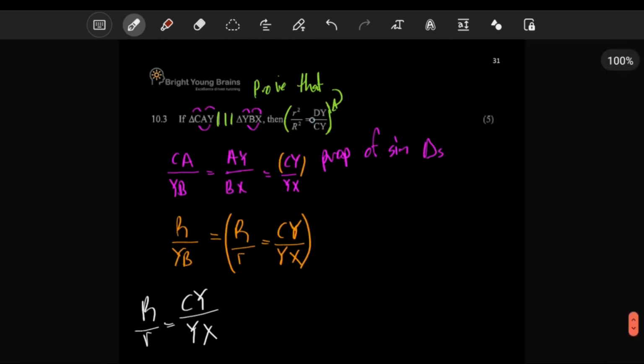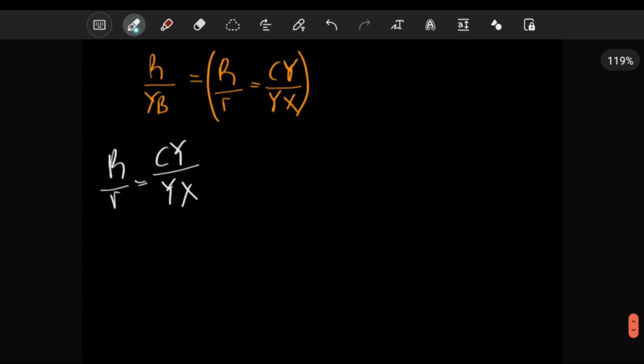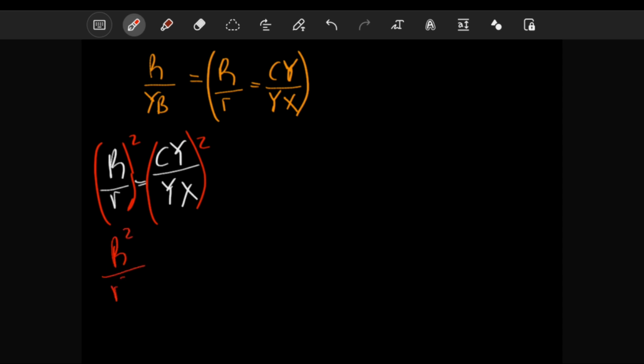Obviously, because these are squared, you may want to square both sides, because, why not? We're trying to introduce the squares into the expression. If you do it on one side, you can do it on the other side as well. Is that logically sound? Yes, it's like square rooting one side and doing it on the other side. So squaring both sides is okay. This gives you R squared over r squared, and then cy squared over xy squared.